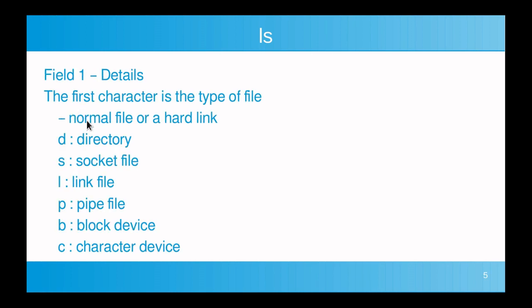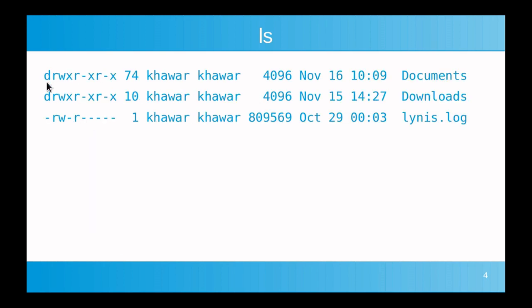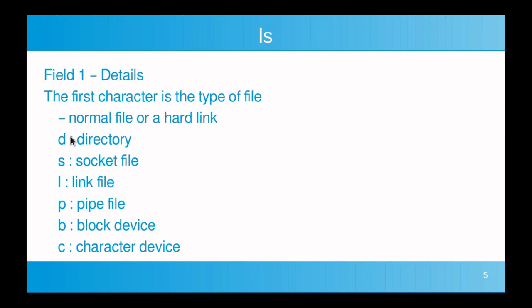So the first character, I'll explain that. You see a D or a dash. The D means it's a directory, and the dash means it's a normal file, and it can also be considered a hard link. We'll not be discussing hard links right now, but just consider it as a normal file. Sometimes you might see an L, which is a symbolic link, sometimes called a soft link file, and you can consider it something like a shortcut. So usually you'll see L, D, or dash. These are the three most common types.